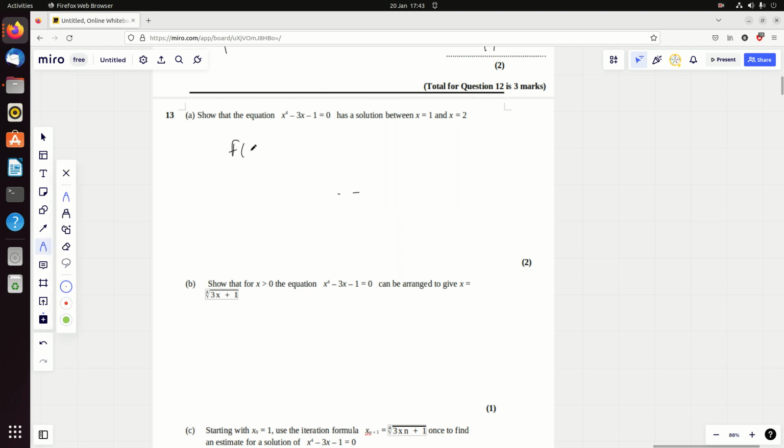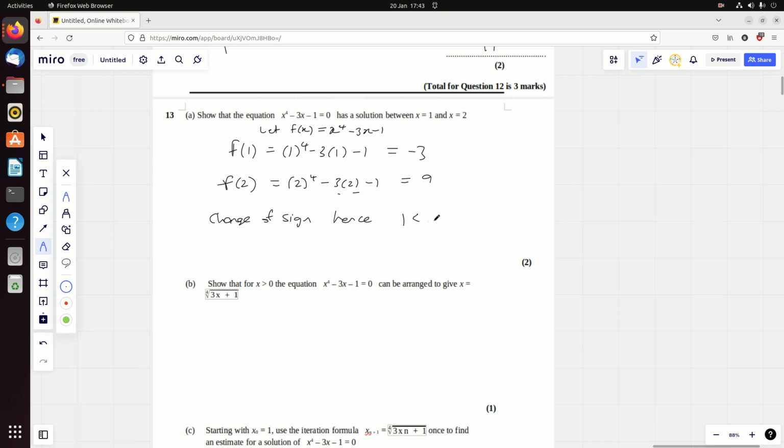All you've got to do here is plug in the number 1 into this. So I'm going to say let f of x equal x to the 4 minus 3x minus 1, just so I can show the examiner I'm clearly plugging in 1. I'm going to work out what that is. 1 minus 3 minus 1, that's minus 3. Now I'm going to plug in 2. You've only got to plug in 1 and 2 here. That gives me 2 to the 4 minus 3 times 2 minus 1. That's 16 minus 6 minus 1, so that's 9. Now all you need to remark is change of sign.